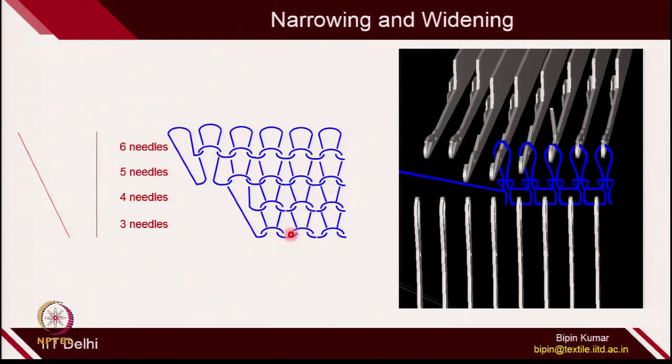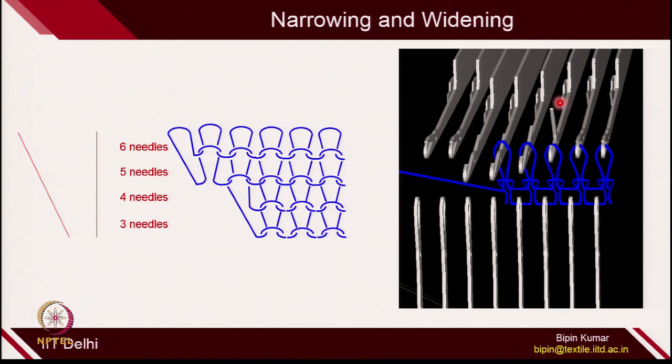You start with 3 needles, in the next course you include 4 needles, in the next course you include 5 needles, then 6 needles. In this way you are widening the fabric, because you are making it wider and wider. Similarly, you can use the transfer actions to transfer one of the last columns to the next column, and in this way you reduce the number of needles in action, and we can get a narrowing effect. So, narrowing can also be done.